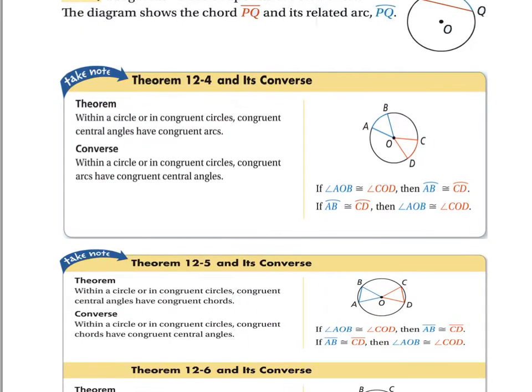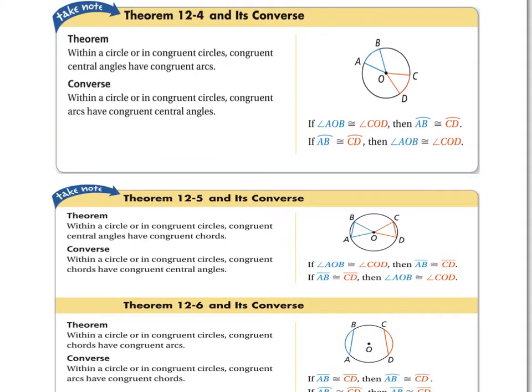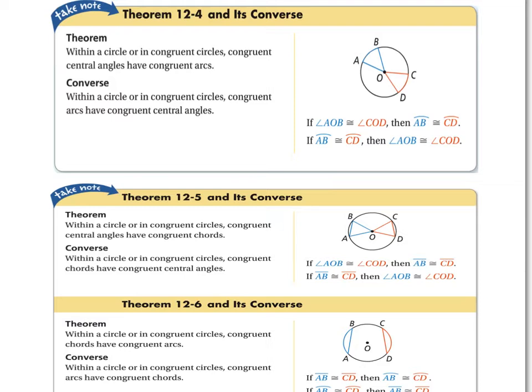Okay, we got some theorems and very important information here that we're going to talk about that you're going to want to make sure that you study because you're going to need to know these things. So, first theorem is theorem 12.4. It says within a circle or in congruent circles, congruent central angles have congruent arcs. So in other words, what they're saying is that if angle AOB is equal to angle DOC, then their arcs are congruent as well.